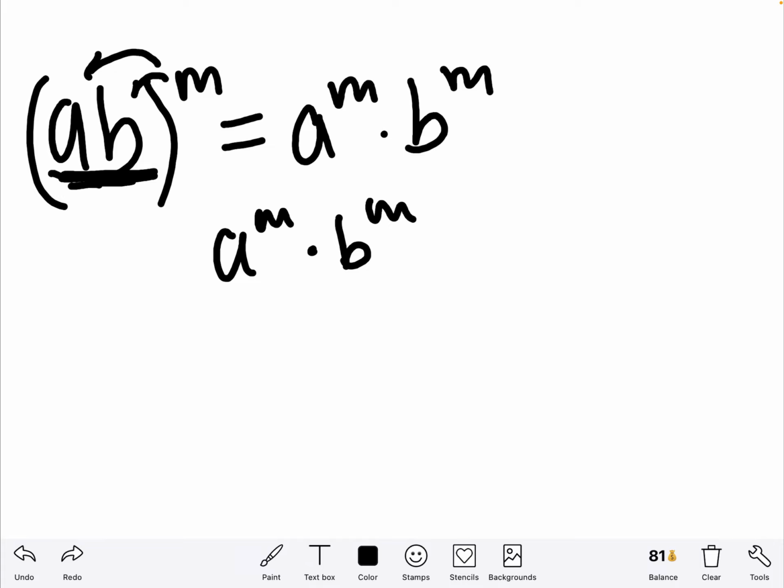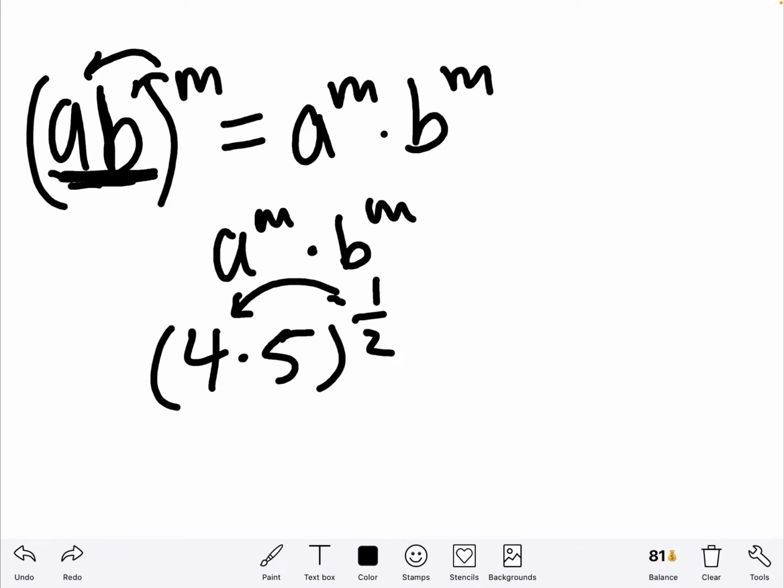Because these are different numbers. And if I'm writing this as an example, it would be like this. So that's what it looks like. And we're just gonna do a little almost like distributing. If you think of it as distributing, that'll help you out. So 4 times 1/2 times 5 times 1/2.